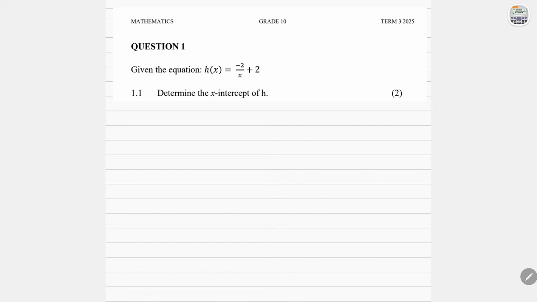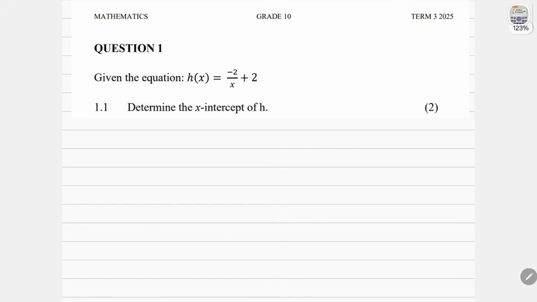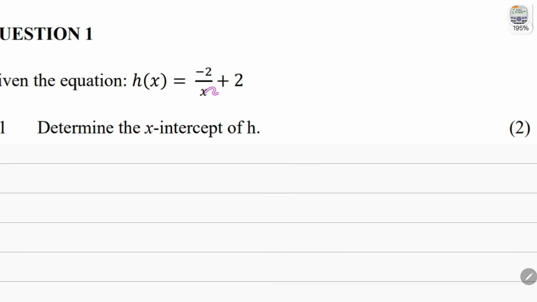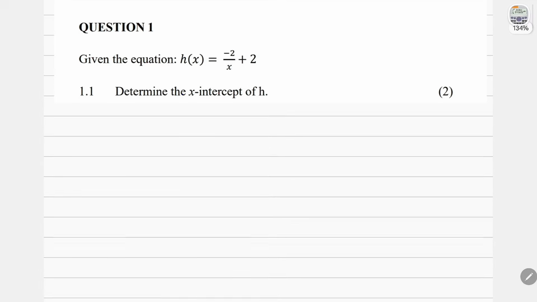Question 1 says, given the equation h of x is equal to negative 2 over x plus 2. Okay, so grade 10s, do you see that we have an x in the denominator? This means that the graph that it's going to create is a hyperbolic function, okay? So they want us to determine in 1.1 the x-intercept of h.